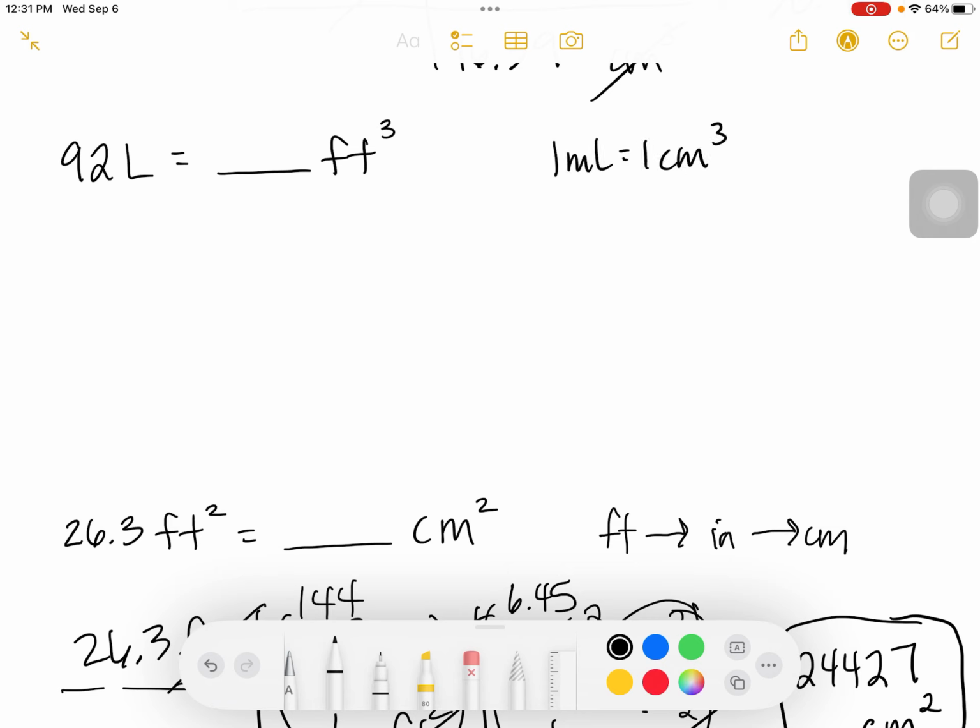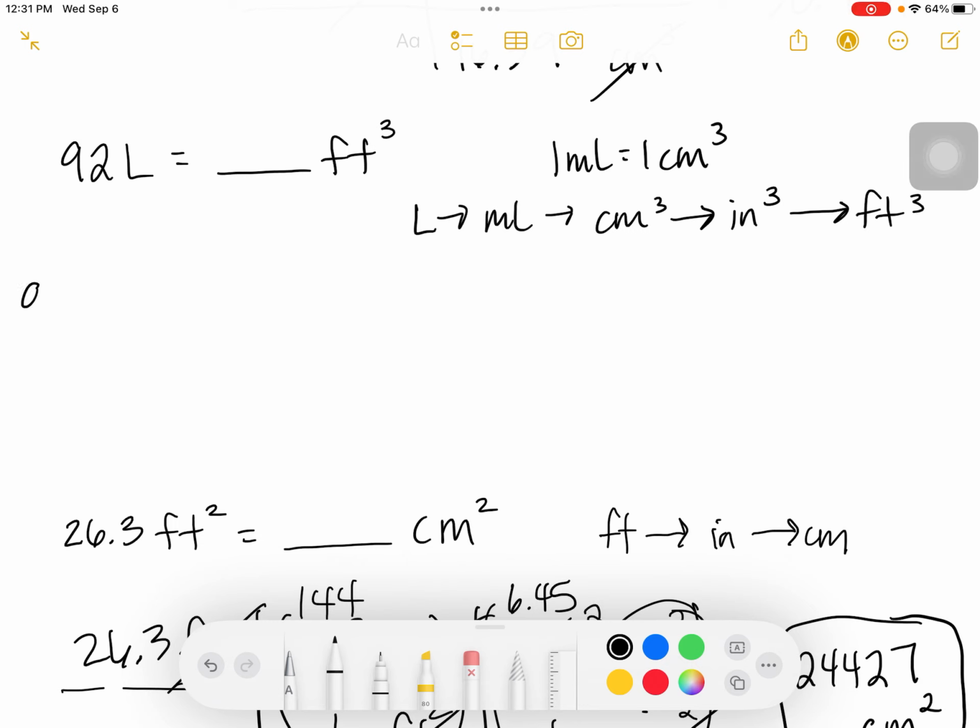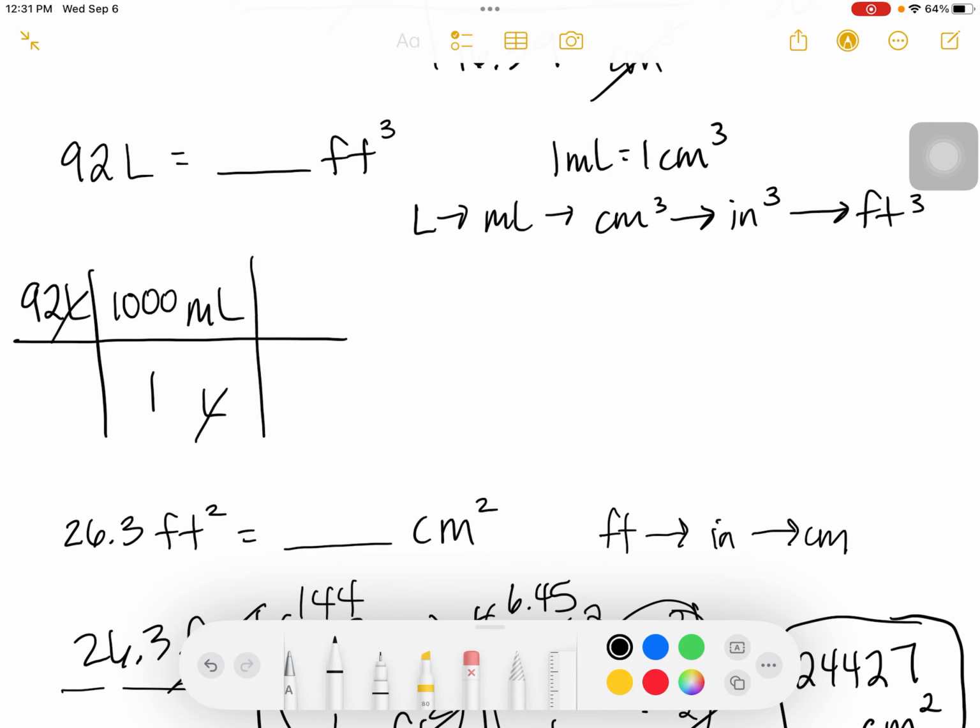Okay, so if we laid out a path, we would need to do liters to milliliters to centimeters cubed using this to inches cubed to feet cubed. Okay, so we can do it. So 92 liters into milliliters. Right? 1 liter has 1,000. We know the conversion between the milliliter and the cubic centimeter. It's our new one, and that is a 1-to-1 ratio. And so now I'm in cubic centimeters.